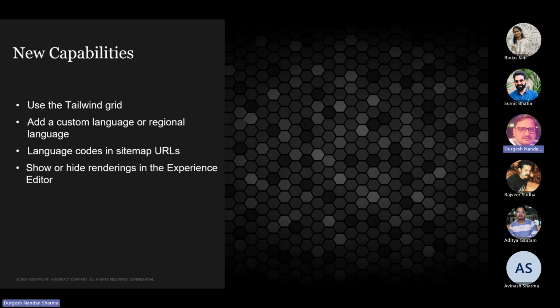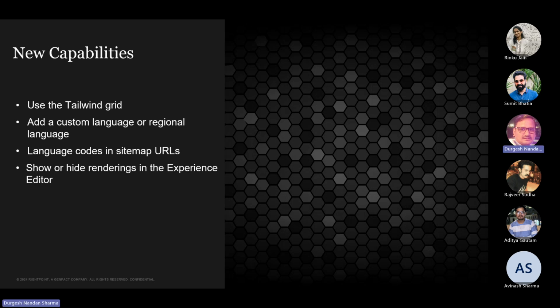In 10.4 they introduced the Tailwind grid. It supports the integration of Tailwind CSS, which is a popular utility-first CSS framework, which allows developers to build modern responsive layouts more efficiently by leveraging the Tailwind grid system and utility classes. Another is custom language and regional support. In 10.4, users can add and manage custom and regional languages more efficiently. This feature is essential for personalized content that aligns with the local language and culture of various users.